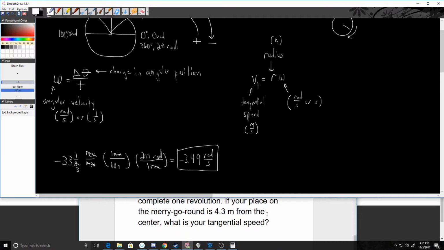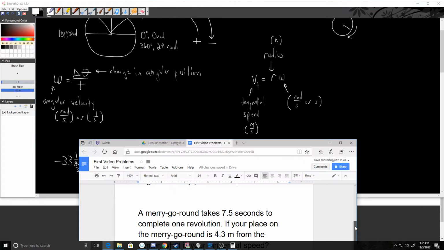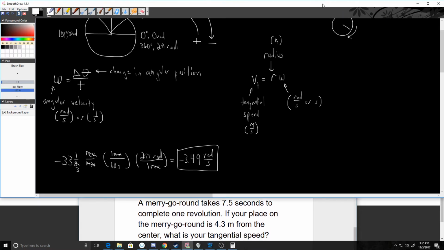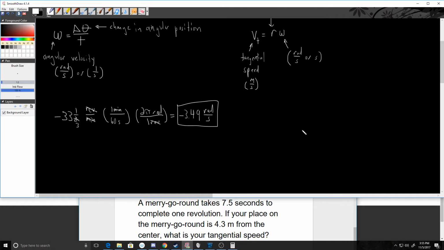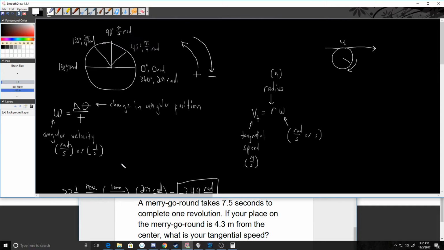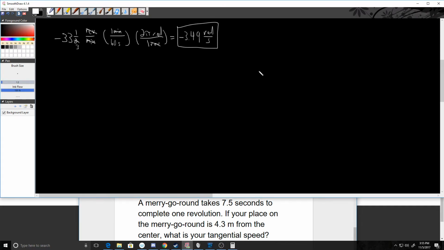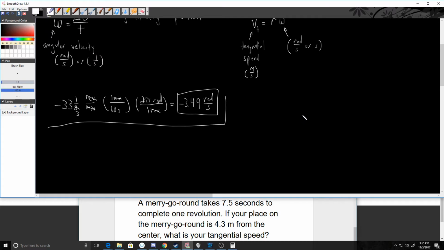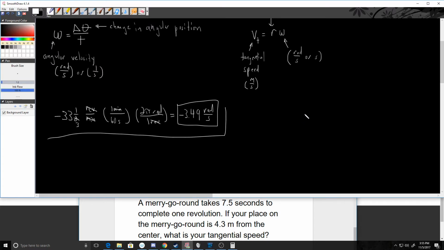All right, so let's look at one that's maybe a little bit tougher. Merry-go-rounds. All right, computer is possessed, evidently. Okay, a merry-go-round takes 7.5 seconds to complete 1 revolution. If your place on the merry-go-round is 4.3 meters from the center, what is your tangential speed?